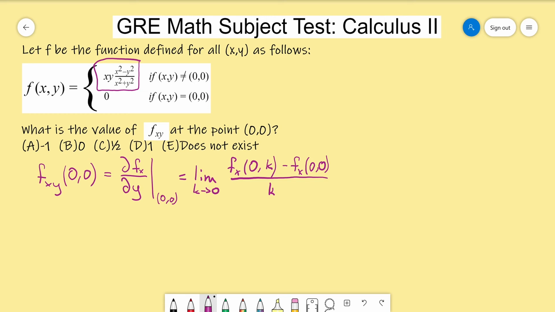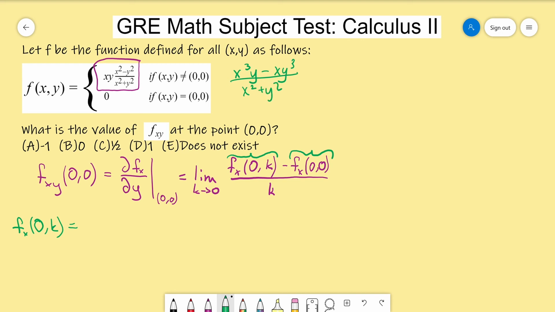Now, in order to evaluate this limit, we're going to need to figure out what the partial derivative of f with respect to x at 0, k is, and what the partial derivative of f with respect to x at 0, 0 is. So let's start with fx. Here you can actually differentiate f with respect to x at 0, k. You can actually differentiate this expression. So let's rewrite this as x cubed y minus xy cubed all over x squared plus y squared.